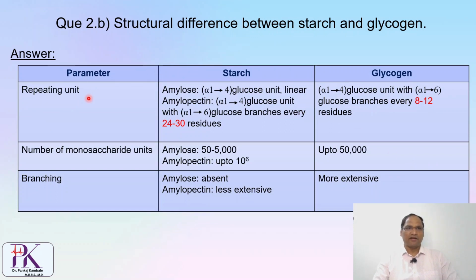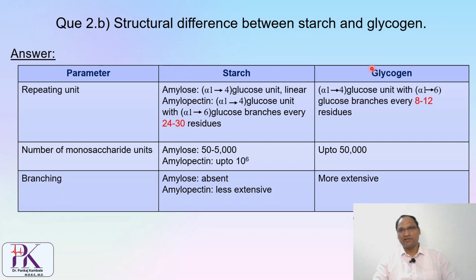The first parameter is repeating unit. Now you know starch is composed of amylose and amylopectin. In amylose, the glucose units are bound by alpha 1,4 glycosidic bond. So it is a linear bonding, there is no branching. In amylopectin, there is branching with the help of alpha 1,6 glycosidic bond, and this branching is present at every 24 to 30 residues. So this is about starch.